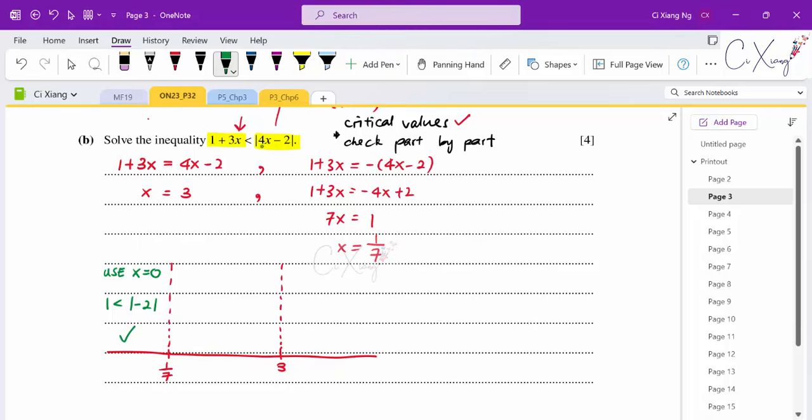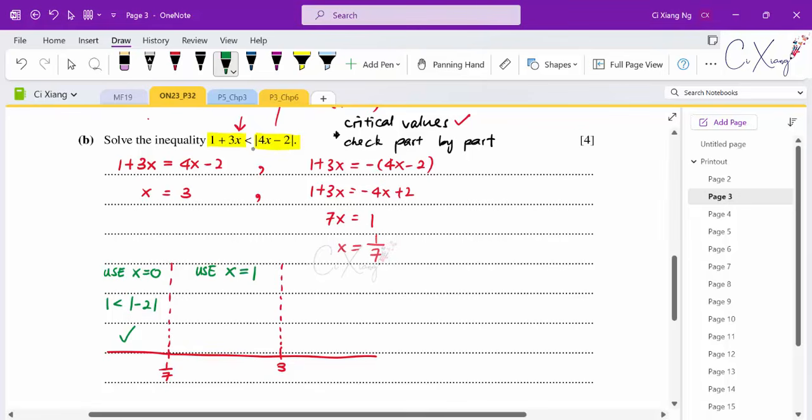Then for the center part, the second part, I want to use a value between 1 over 7 and 3. To be easier, I will use x equals 1. Again, substitute x equals 1 into the inequality. So I have 1 plus 3, which equals 4. Put the inequality sign smaller. Then substitute 1 into the right-hand side: 4 minus 2, which is 2, so modulus 2. You double check the inequality: 4 smaller than modulus 2 is a wrong inequality, so I put a cross.